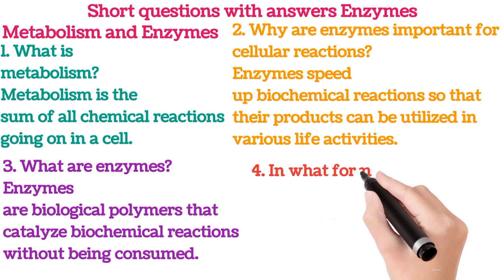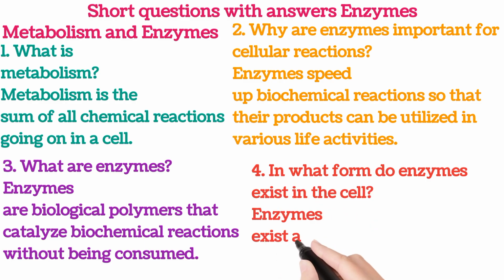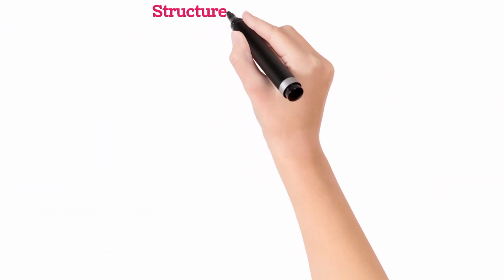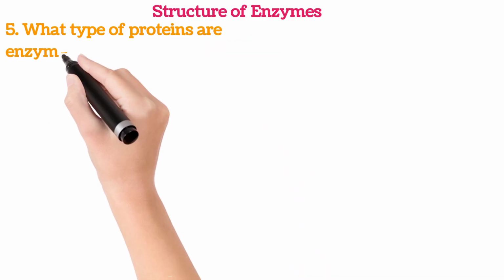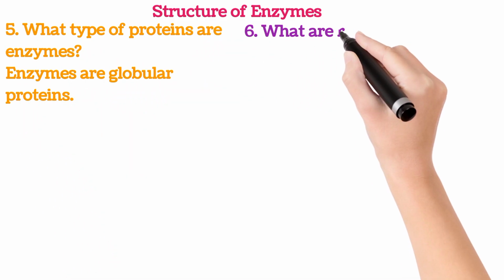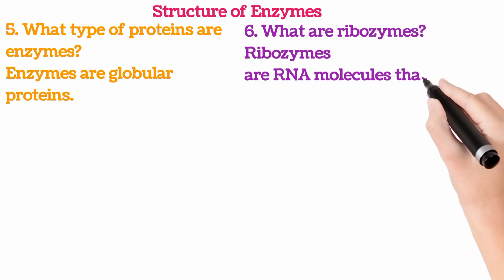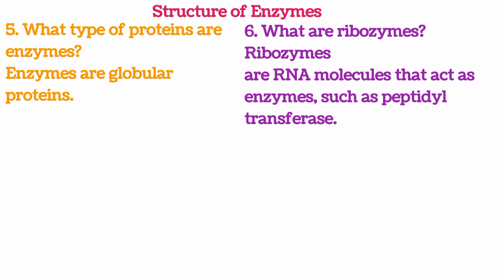4. In what form do enzymes exist in the cell? Enzymes exist as colloids in the cell. Structure of enzymes. 5. What type of proteins are enzymes? Enzymes are globular proteins. 6. What are ribozymes? Ribozymes are RNA molecules that act as enzymes, such as peptidyl transferase.